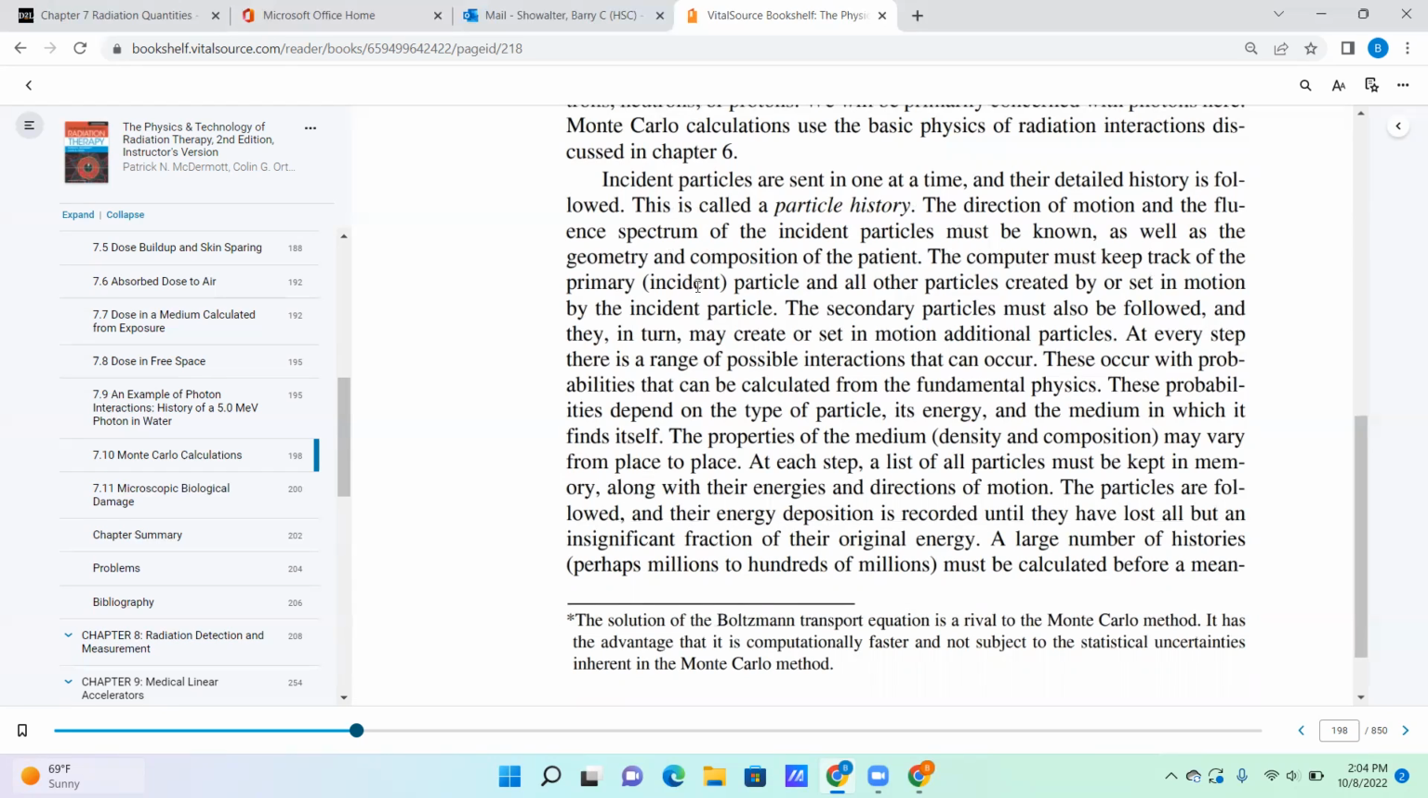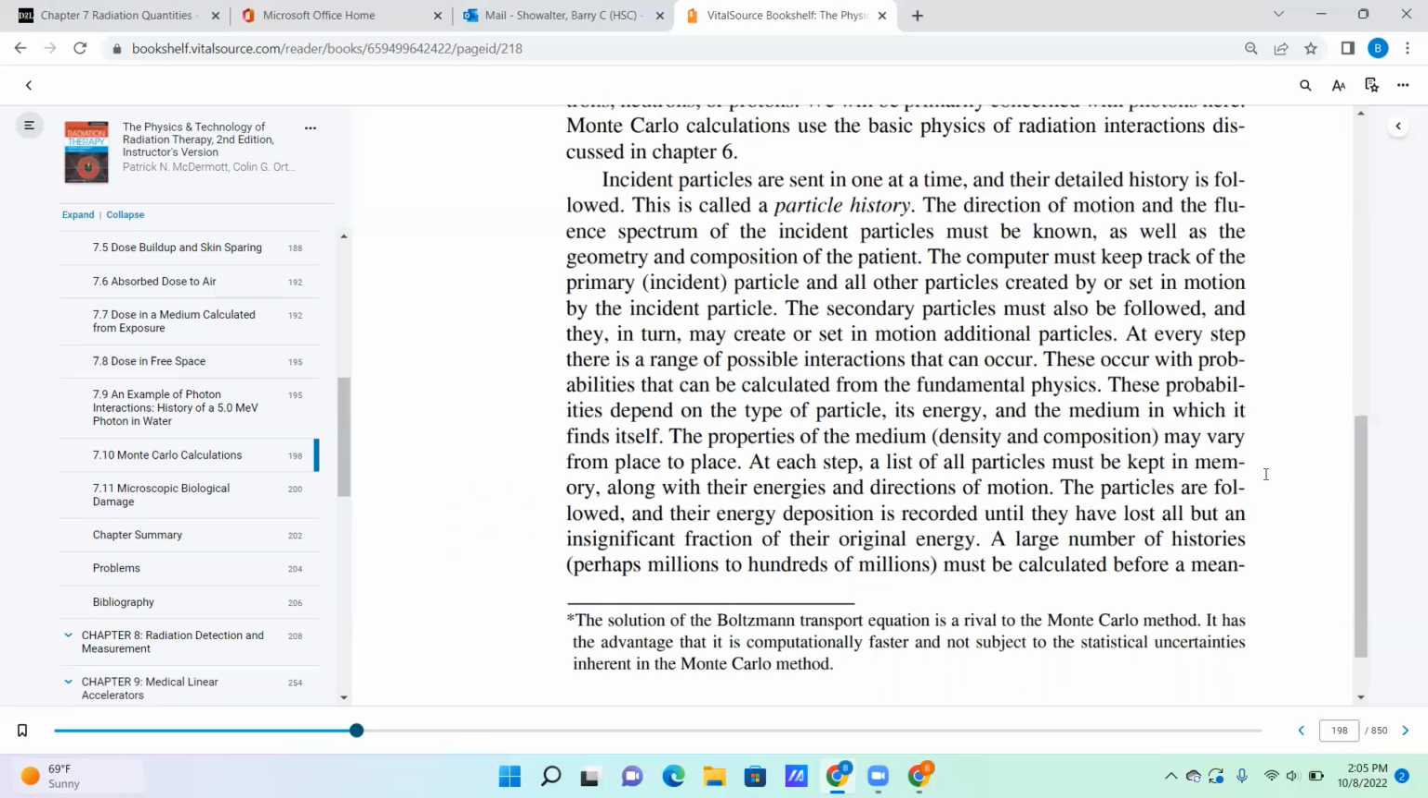The computer has to keep track of the primary and all of the particles created by or set in motion by the incident particle. The secondary particles must also be followed, and they in turn may create or set in motion additional particles. So at every step, there is a range of possible interactions that can occur. These occur with probabilities that can be calculated from fundamental physics. These probabilities depend on the type of particle, energy, and the medium in which it finds itself. The properties of the medium, density, and composition may vary from place to place.